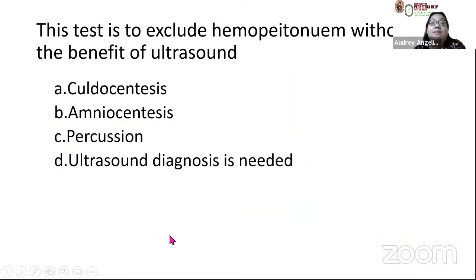Okay. So this test is to exclude hemoperitoneum without the benefit of ultrasound. So of course we know ectopic pregnancy diagnosis, we see it earlier because of ultrasound. Okay, it's a very helpful diagnostic tool that drastically reduces the mortality and morbidity of ectopic pregnancies. But for example, if you are thinking of ectopic but you do not have an ultrasound at hand, what could you do?